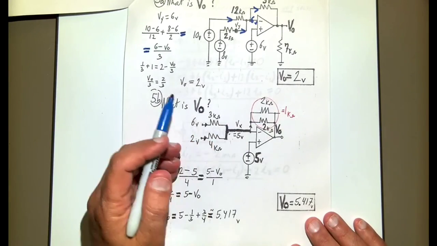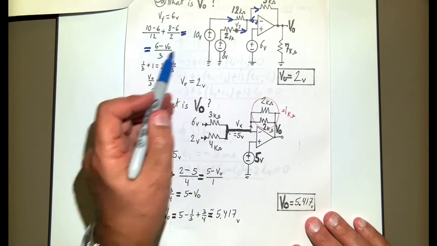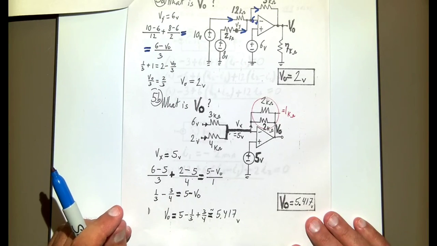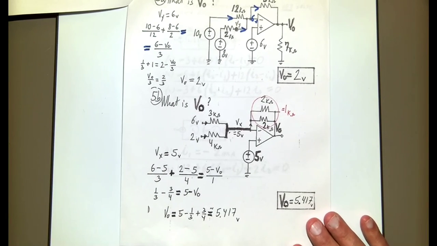So this gave you 2 volts. All you had to write was this equation. And if you wrote this equation, you got most of the credit, even if the solution was not correct.